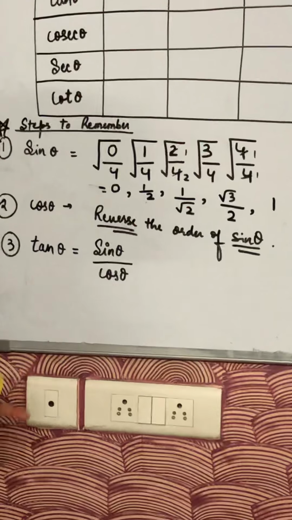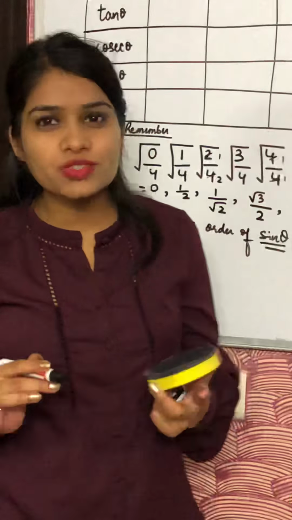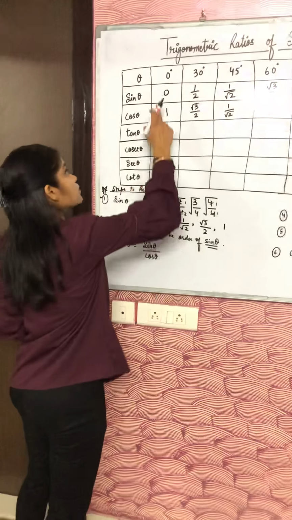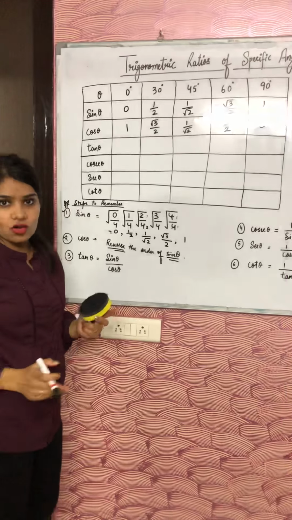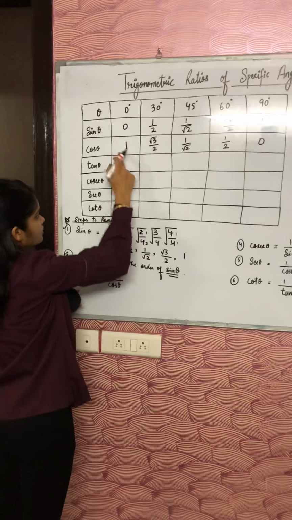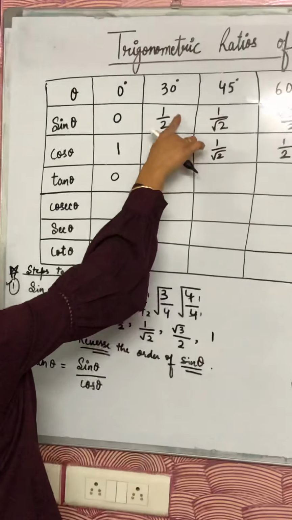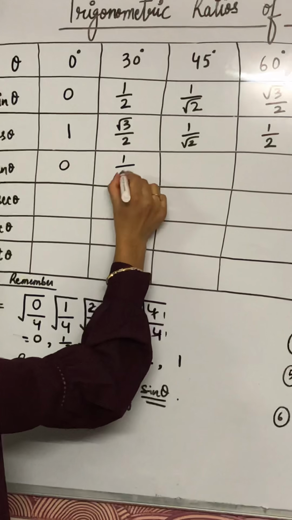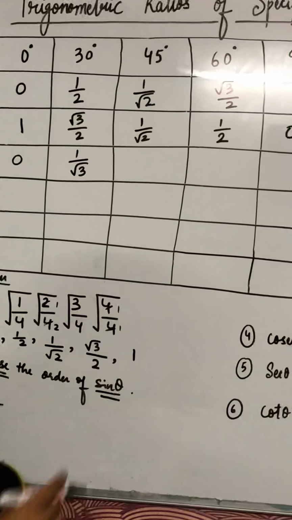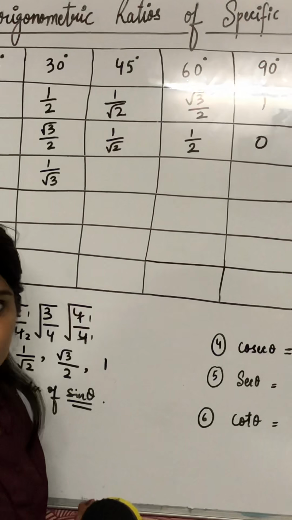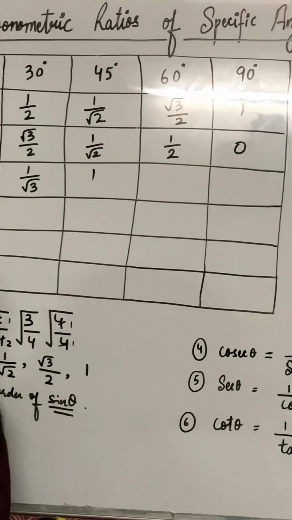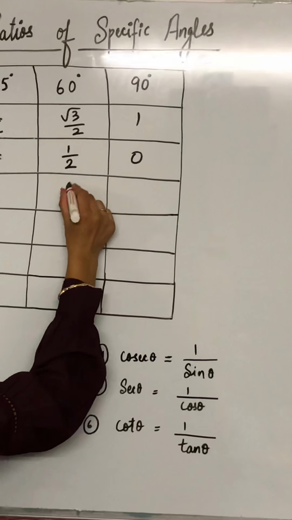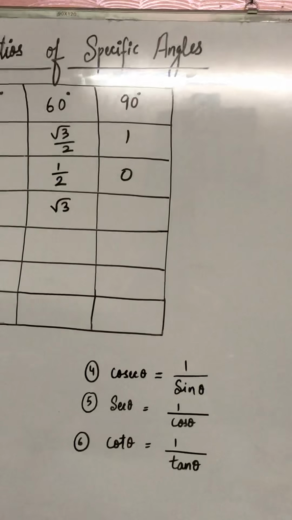Now, tan. We have learned the formula in a previous module. Tan theta is what? Sine upon cos. Correct. So you just have to divide the values of sine by cos. So, 0 by 1 is 0. Then 1 by 2 upon root 3 by 2: 2 and 2 will cancel, you will get 1 by root 3. Then 1 by root 2 upon 1 by root 2 cancels out and you will get only 1. Here, root 3 by 2 upon 1 by 2, 2 and 2 will cancel out, you will get root 3 by 1, which is root 3.